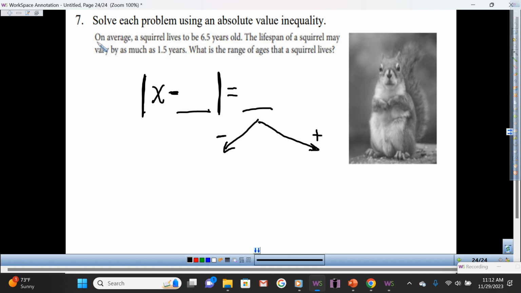Here it goes. On average, a squirrel lives 6.5 years old. The lifespan of the squirrel may vary by as much as 1.5 years. What is the range of the ages of the squirrel lives? So, with that said, tell your neighbor what number goes here. Tell your neighbor what number goes there.